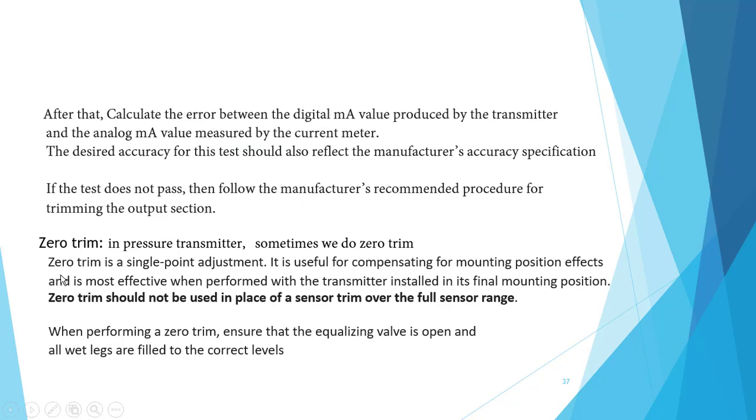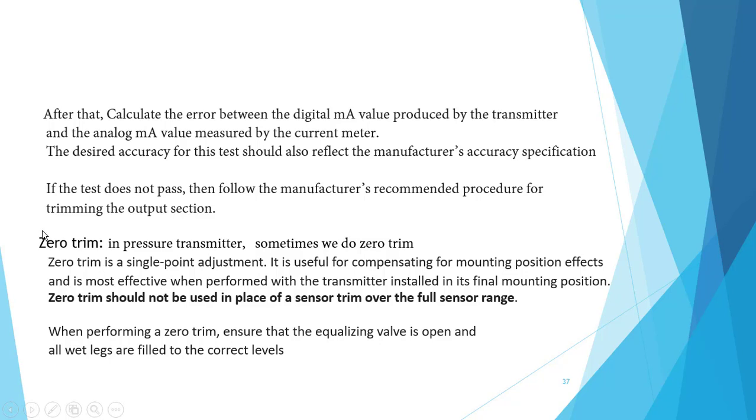One thing, some transmitters, pressure transmitters, have zero trim. Sometimes we do zero trim. Zero trim is a single point adjustment. It's useful for compensation for mounting position effect and is most effective when performed with the transmitter installed in its final mounting position.